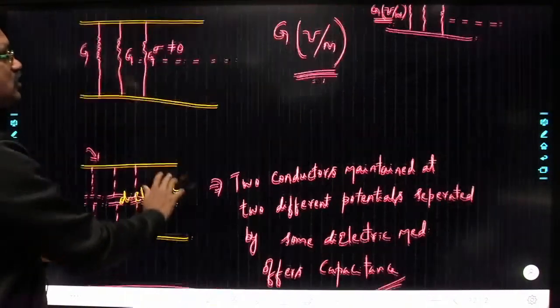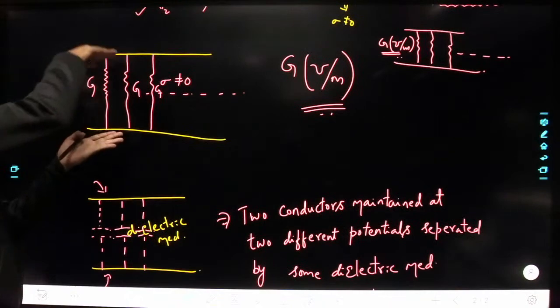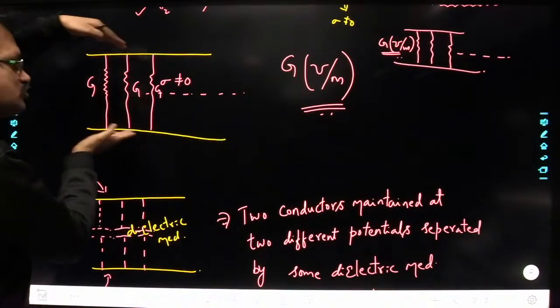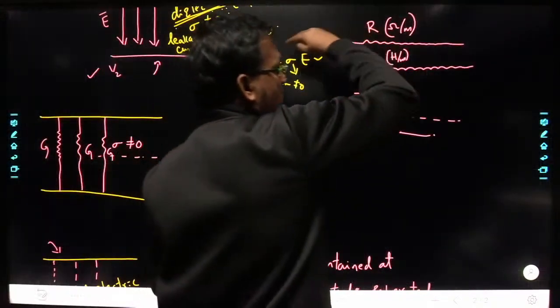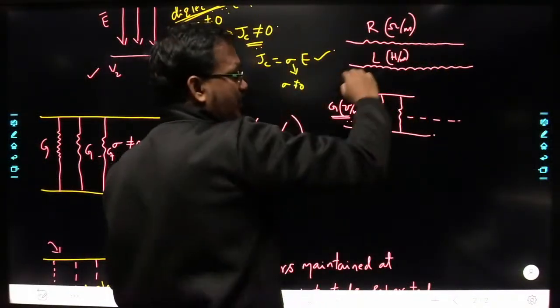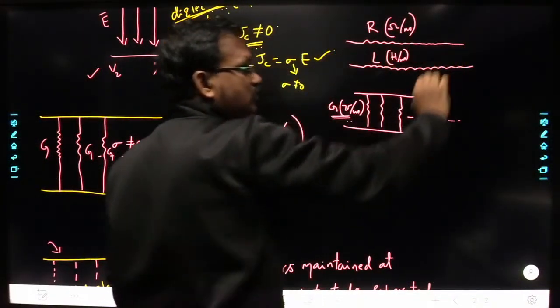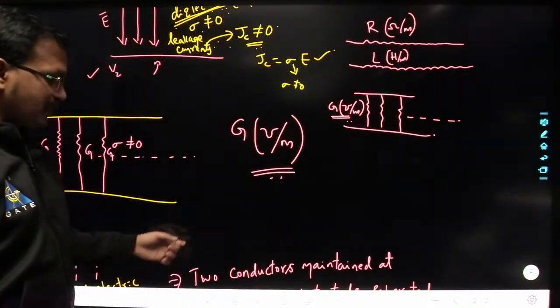Conductance, previously we have seen, is also developed across the transmission line and it is distributed throughout the transmission line. And resistance is distributed throughout the length of the transmission line, and inductance is also distributed throughout the length of the transmission line. Okay.